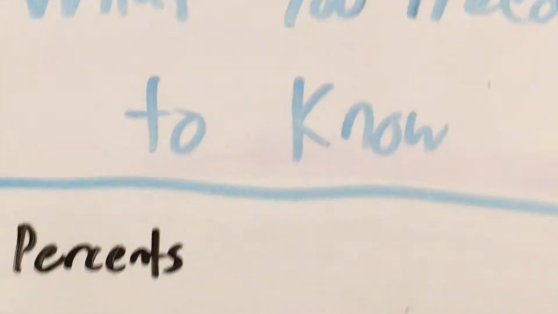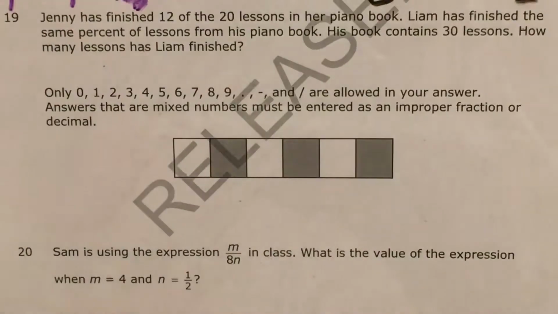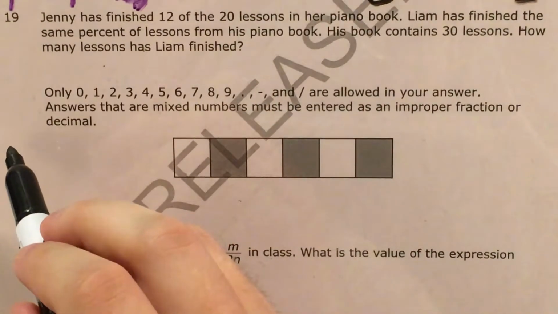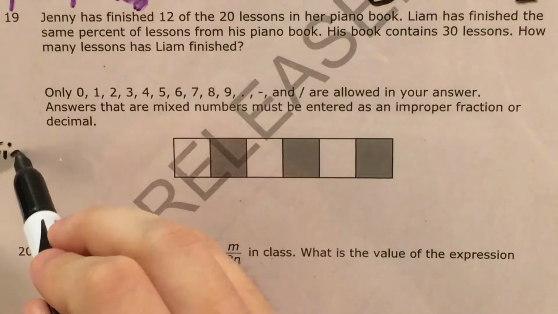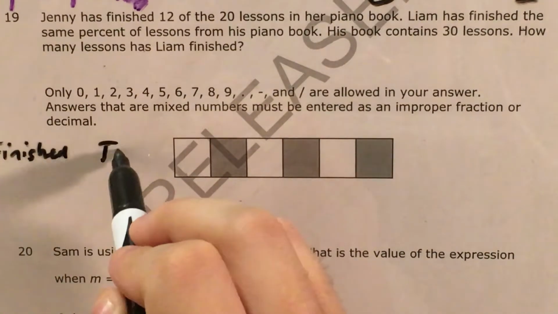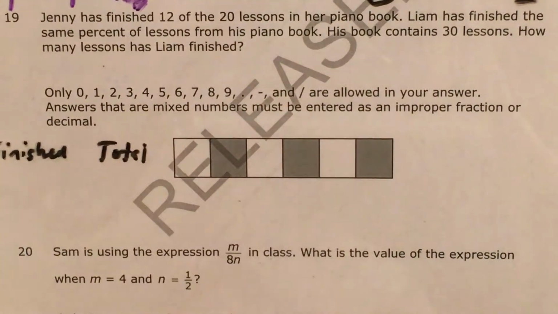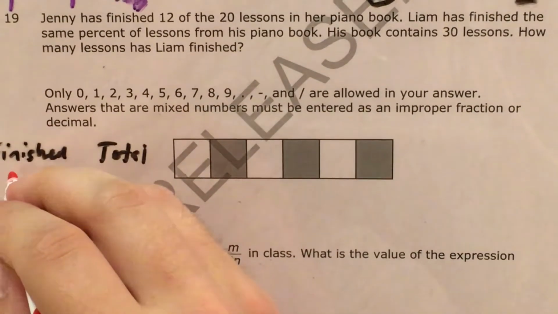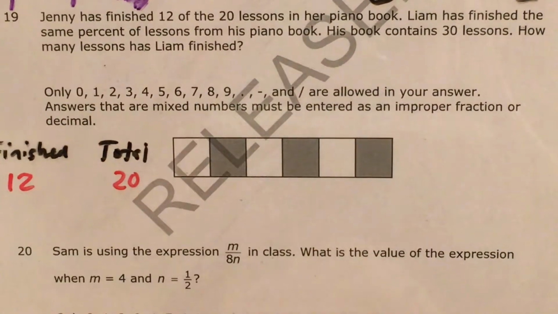So to do a problem like this well, we'll need to know how to work with percents, and also how to use number tables and patterns to solve a problem like this. And I'm actually going to have to use number tables and patterns twice. So to start with, I'm just going to make a number table where my two columns are how many lessons we've finished and how many total lessons there are. And I'm going to start by filling in Jenny's information. She finished 12 out of 20 total.